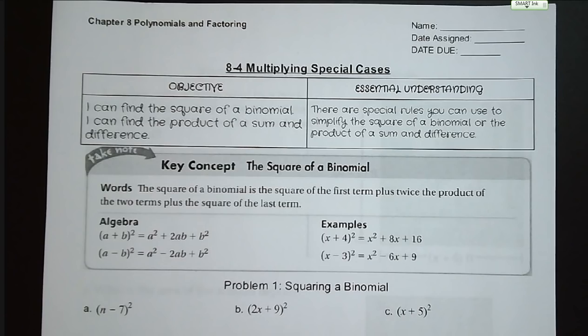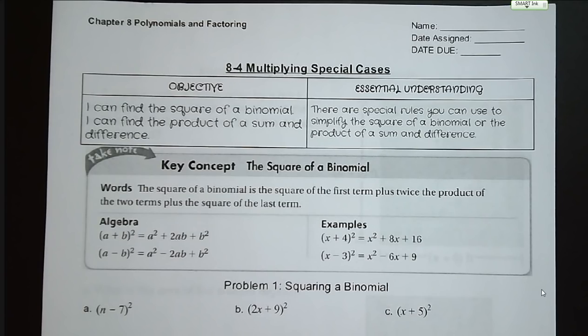Our objective for today is that I can find the square of a binomial and I can find the product of a sum and difference. So our essential understanding: there are special rules that you can use to simplify the square of a binomial or the product of a sum and difference.